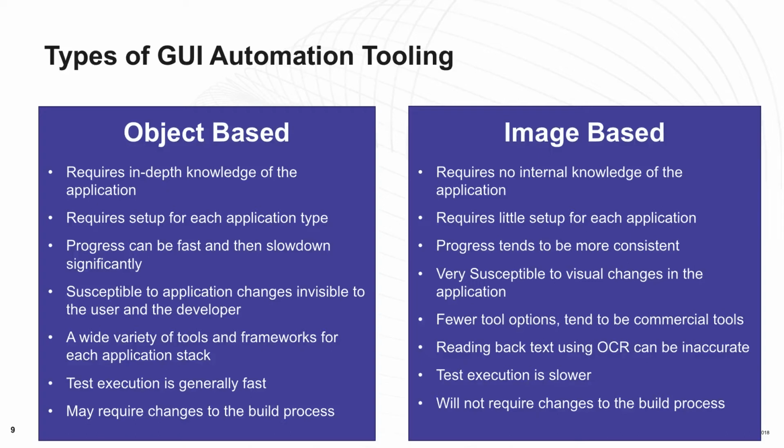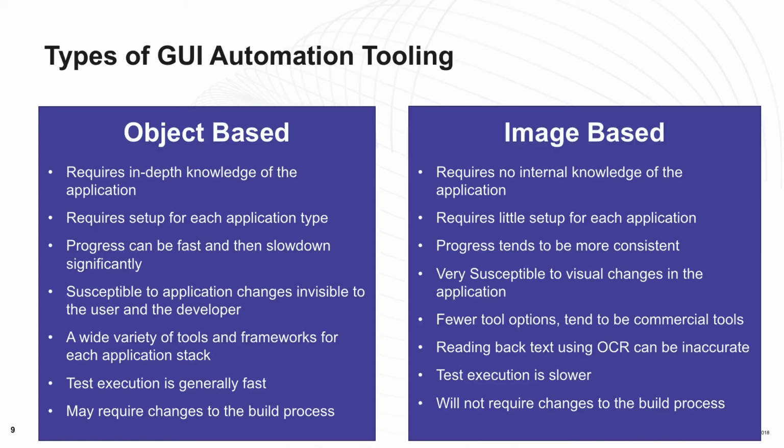From the object-based point of view, then, test execution is generally pretty quick, or at least in our experience, significantly faster than image-based, which tends to be slower and also tends to be far more compute intensive because it's having to do an awful lot of work in order to look at a screen and work out and match whereabouts that image is that you've found.